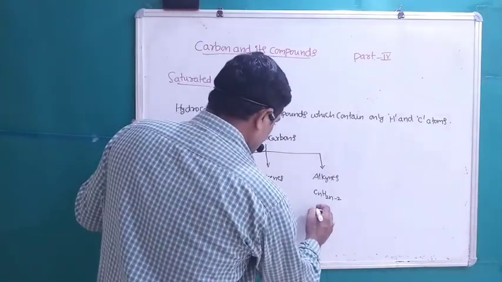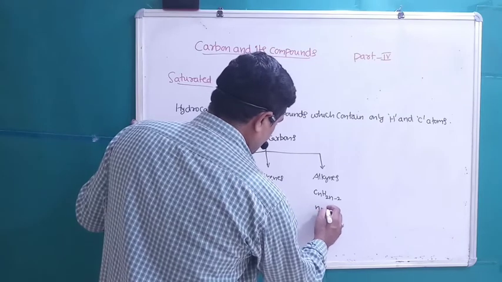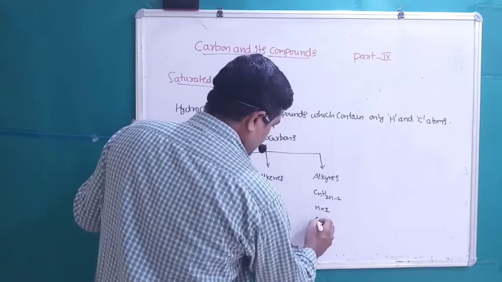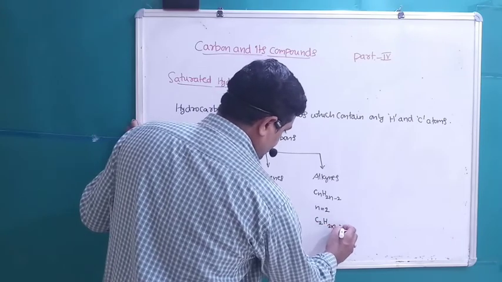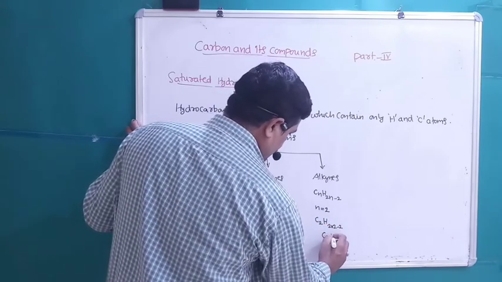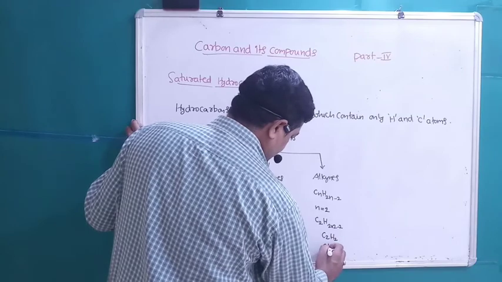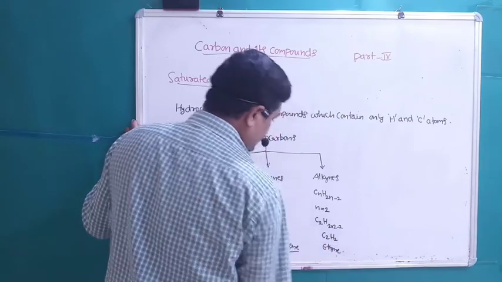In the alkynes case, n starts from 2, C2H2 into 2 minus 2, this is C2H2, which is ethyne, right?